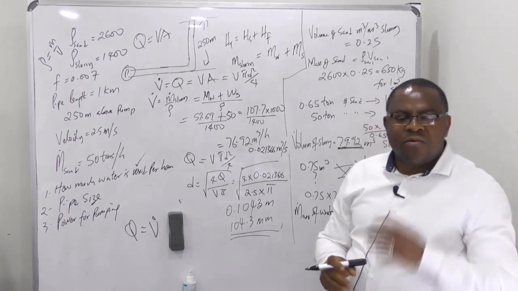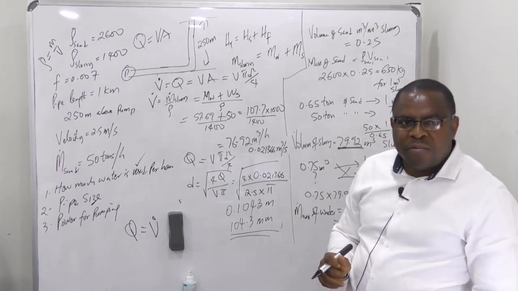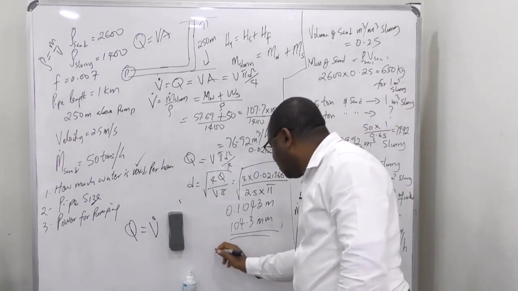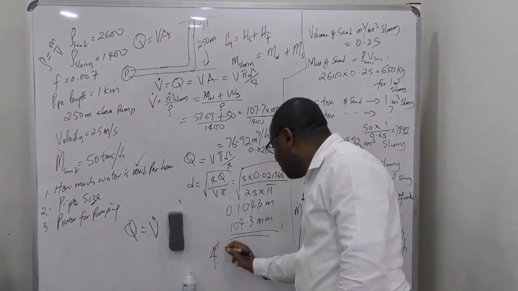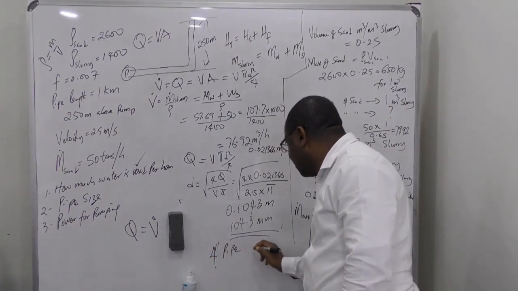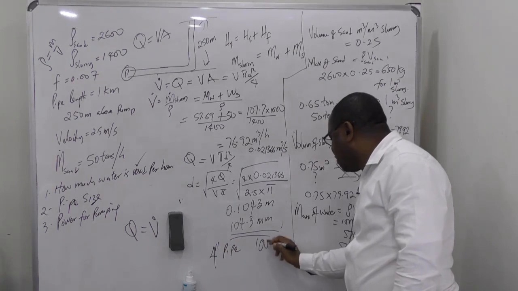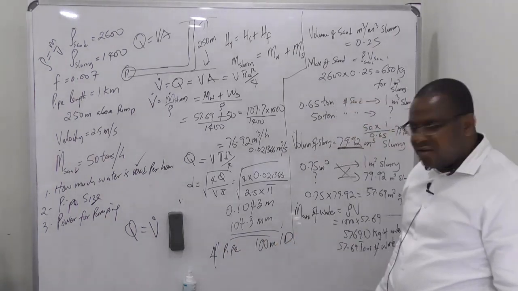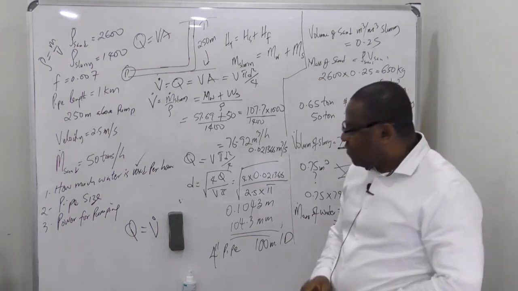So that means we'll go for a 4-inch pipe. The 4-inch pipe is 100 millimeter internal diameter. Okay, that's the size of the pipe that we'll go for.